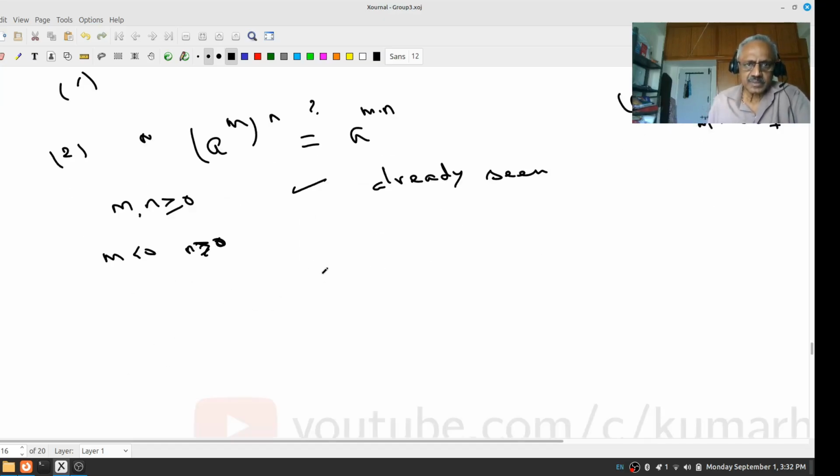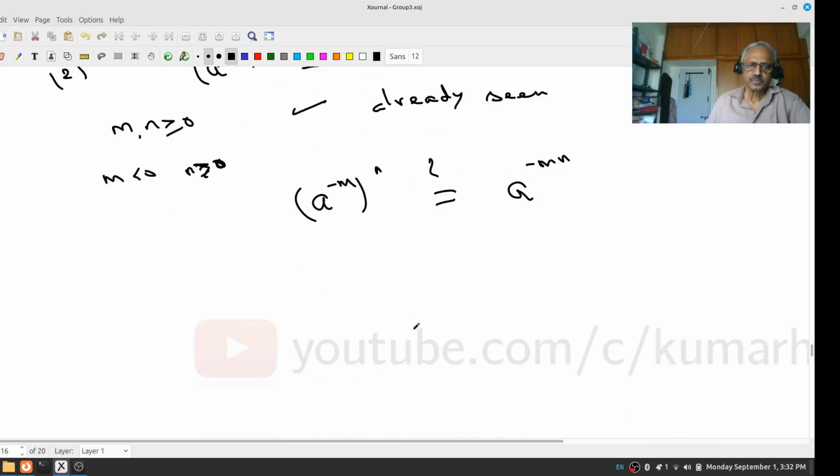Now let us look at this. Therefore what I am looking at is a to the power minus m, to the power n. I want to know whether it is a to the power minus m times n. This is what I want to do. Right? Okay, now let's go back. Again you can see we are simply using various definitions. A to the power minus m to the power n by definition is, let us see which is the easy way for me.